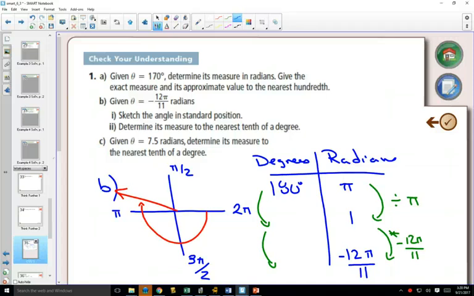We divide by pi. That will give us 180 degrees over pi. And then multiplying by negative 12 pi over 11, it's not really nice numbers, but you would have 180 over pi multiplied by negative 12 pi over 11. Can you see that the pi's will simplify?